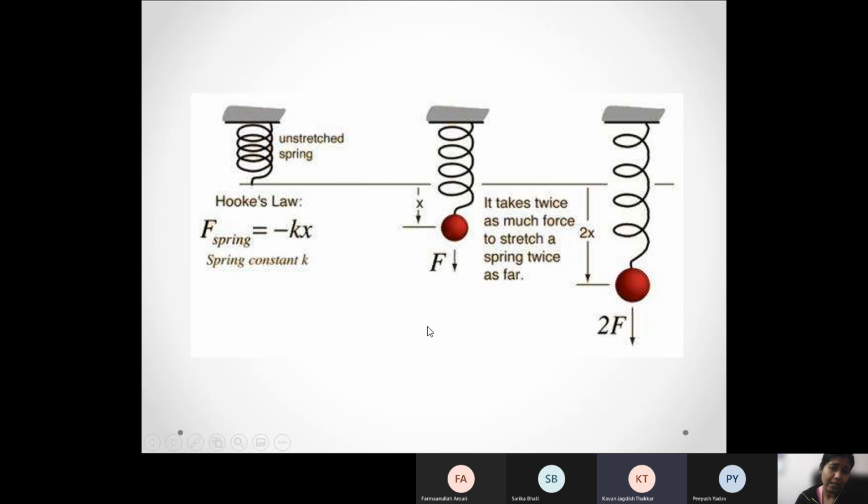So he did this and he found that the amount of force that was required was 2 times, which means that the force acting on this spring is directly proportional to this displacement. And so we write this whole thing as force is equal to minus kx, where k is a constant. So it depends directly on the displacement.